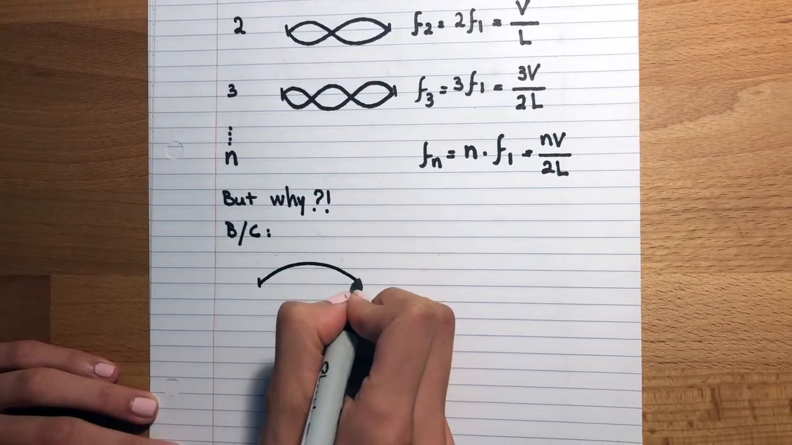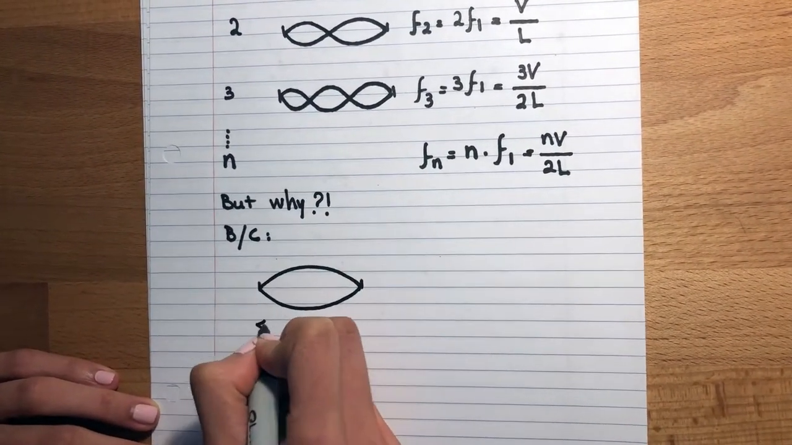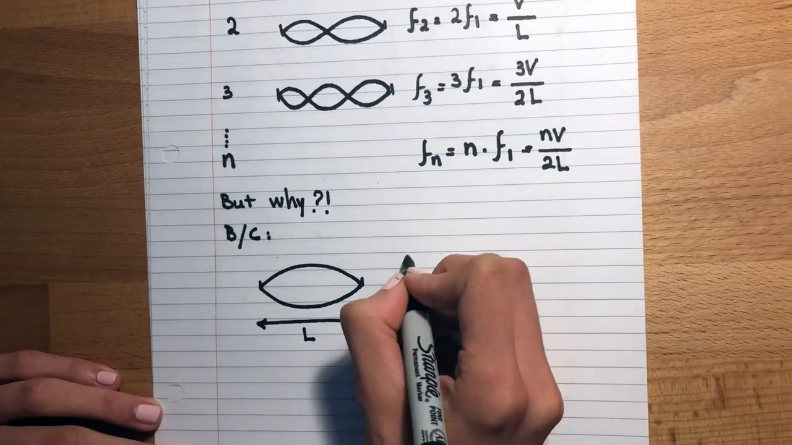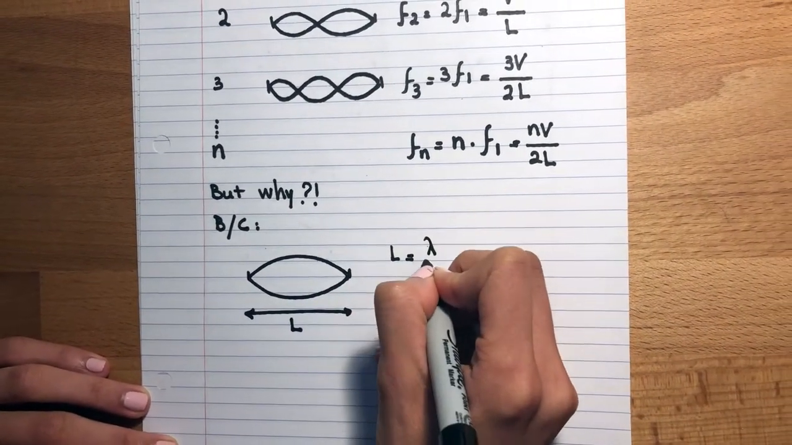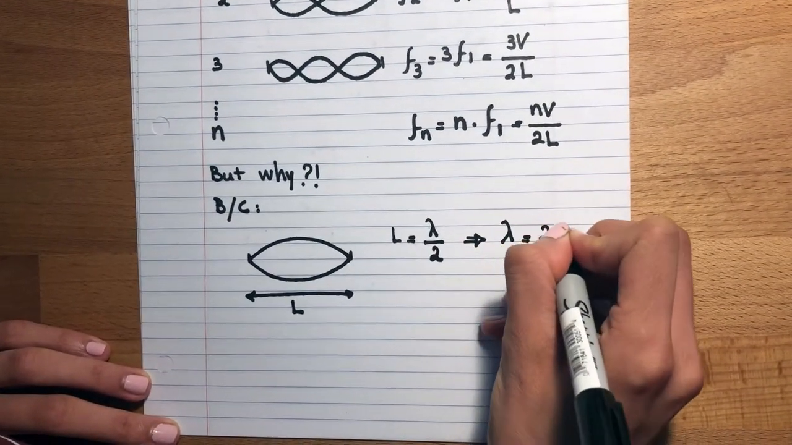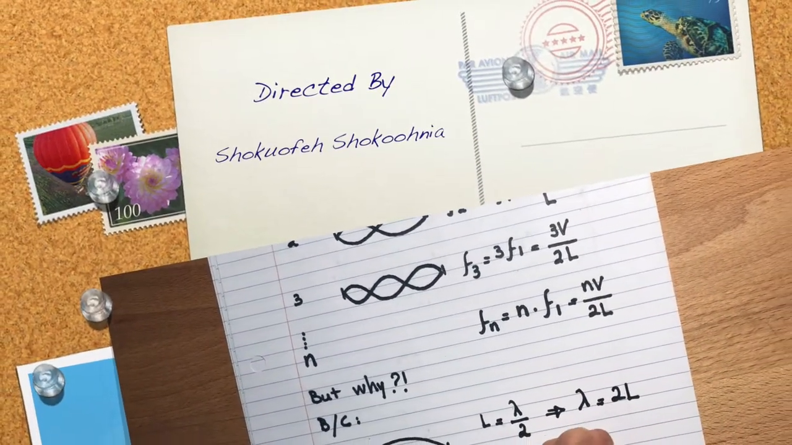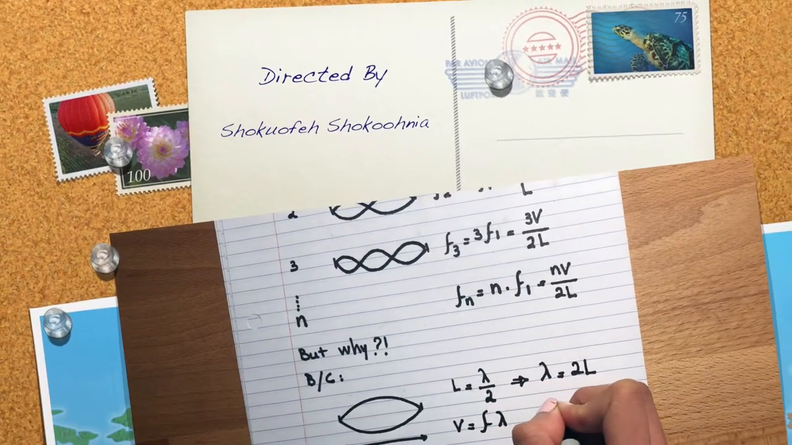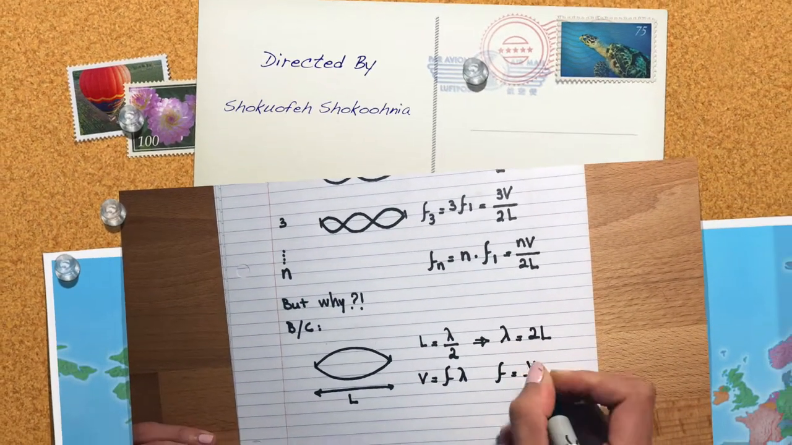On the other hand, the wavelength and the speed of the wave are related to the frequency, as frequency is equal to speed of the wave over the wavelength. For the first harmonic, one bump is equal to a half wavelength. A wavelength is twice a bump, so the frequency of the wave would be equal to velocity over two bumps.